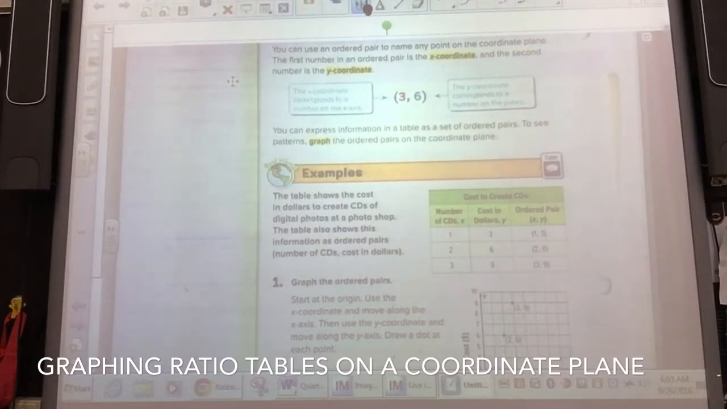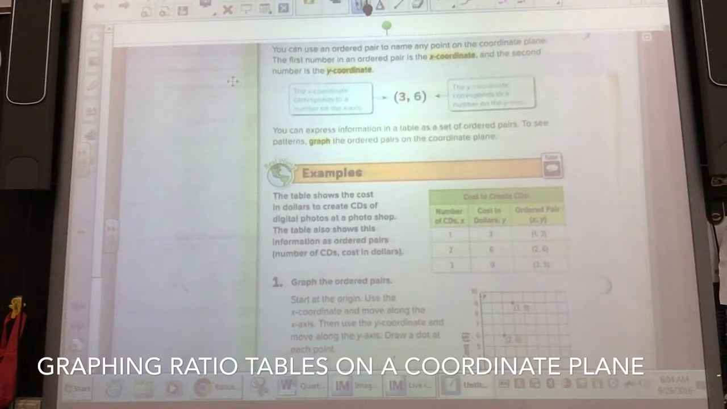It says that you can use an ordered pair to name any point on a coordinate plane. The first number is always your x coordinate, and the second number is always your y coordinate. They have to be listed that way. You always go left, right first, then up and down. Okay, the x coordinate represents the number on the x-axis. The y coordinate represents the number on the y-axis.